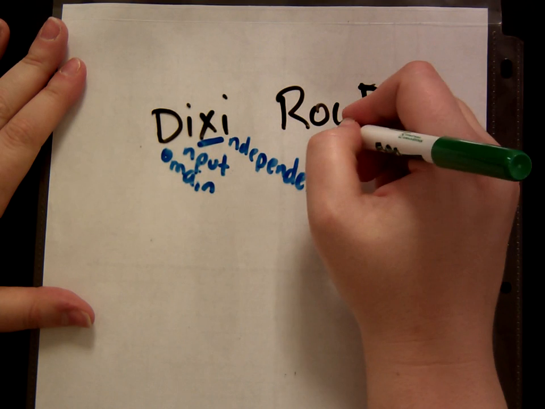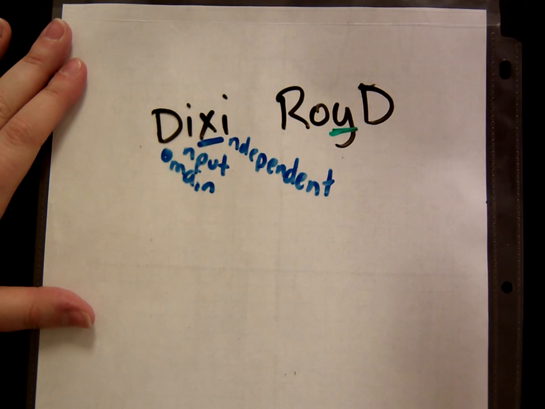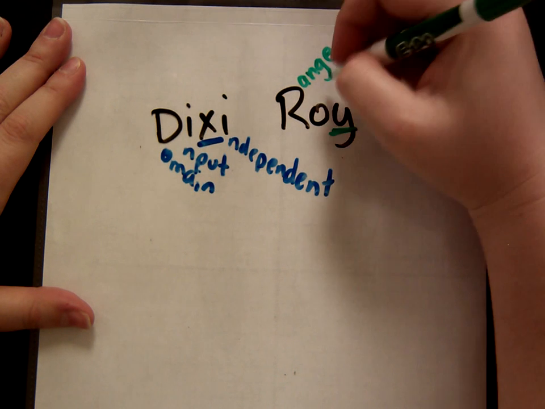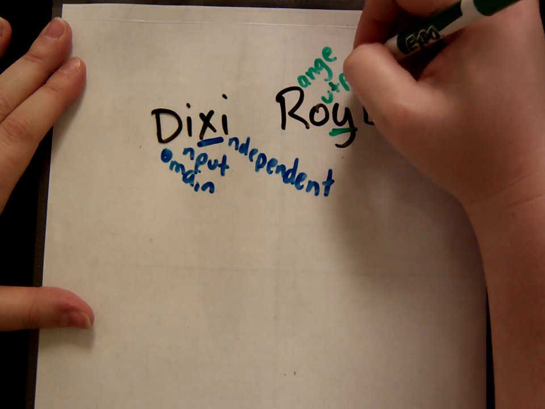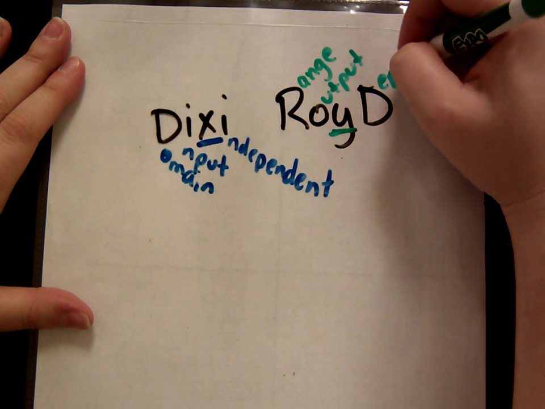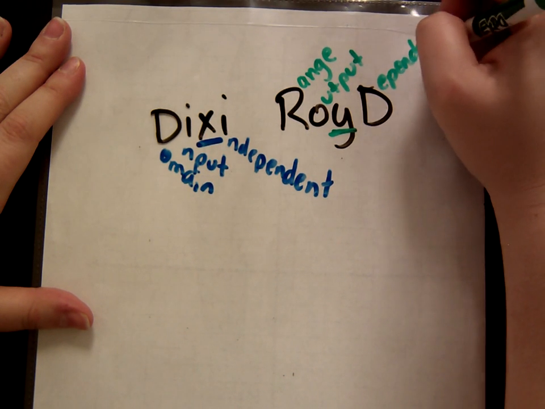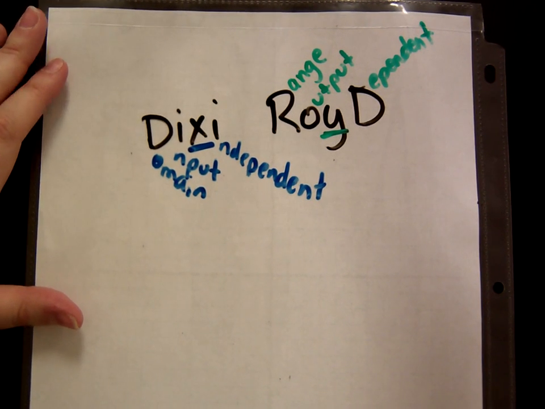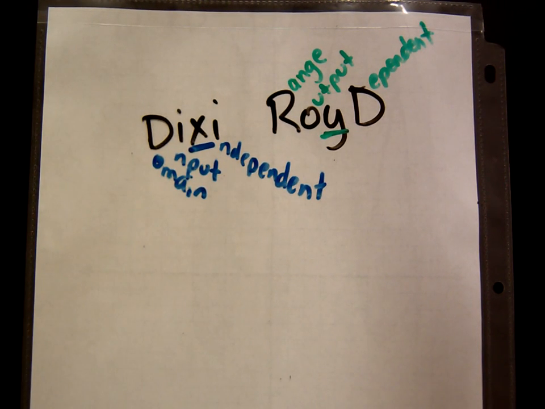Roy D represents your Y variables. So we have range, the output, and it's your dependent variable. So domains are your X's, ranges are your Y's, and that's what we're going to focus on here.